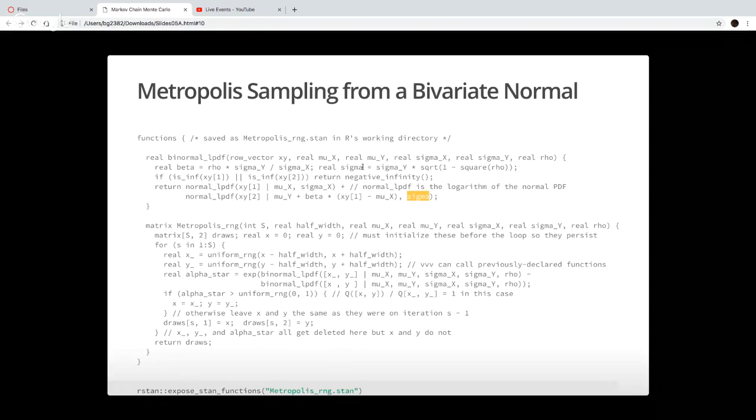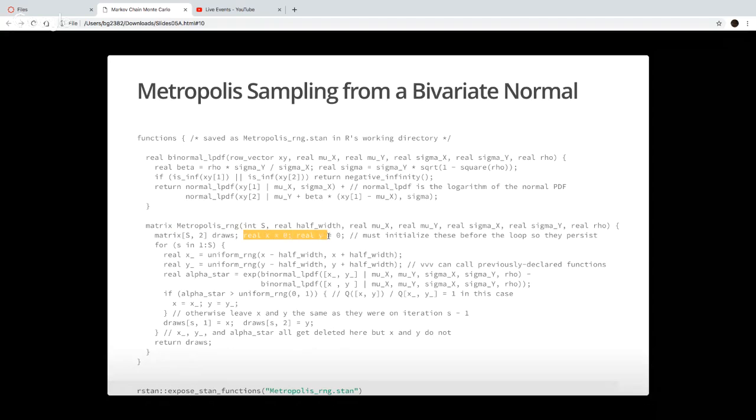There's no normalizing constants that I have to worry about here, but if I did, I could just ignore them when calling my Metropolis RNG function, which does Metropolis sampling. So this is going to return a matrix of S by 2 draws. It's going to have all these parameters to the normal distribution, and it's going to give me back draws from the bivariate normal.